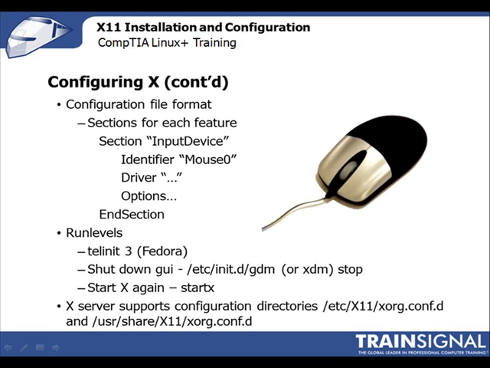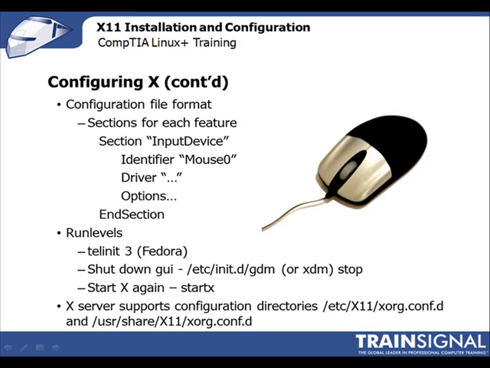Configuration files have several sections for each feature, and the format is essentially what you see on the screen. You'll have the section name, then you'll have an identifier, followed by drivers, some options, and it ends with EndSection. Now, using the example on the screen, this is for a mouse. You'll have a name of the mouse or an identifier, and this can essentially be anything. Next, you'll have the driver name, which of course depends on the manufacturer of your mouse, any options that you may need to include, and the section is ended with the words EndSection.